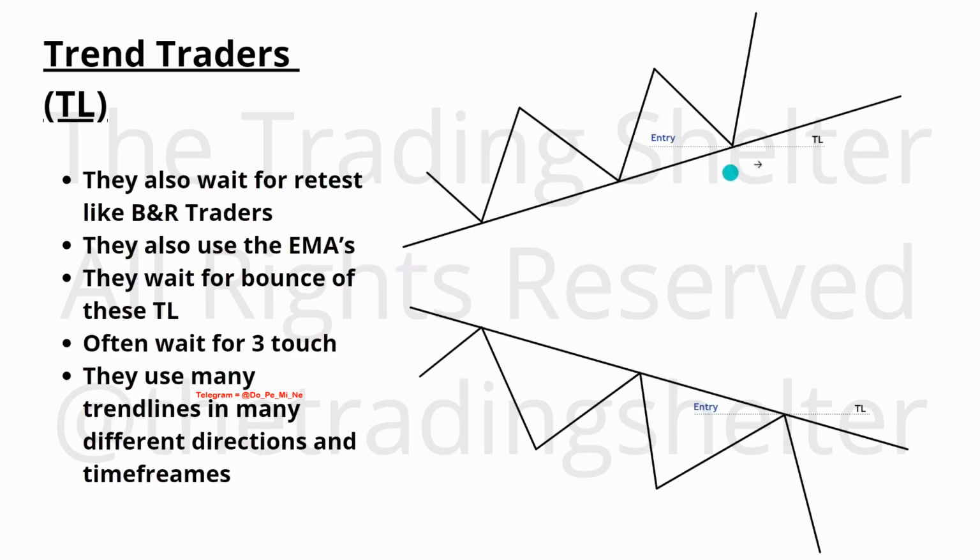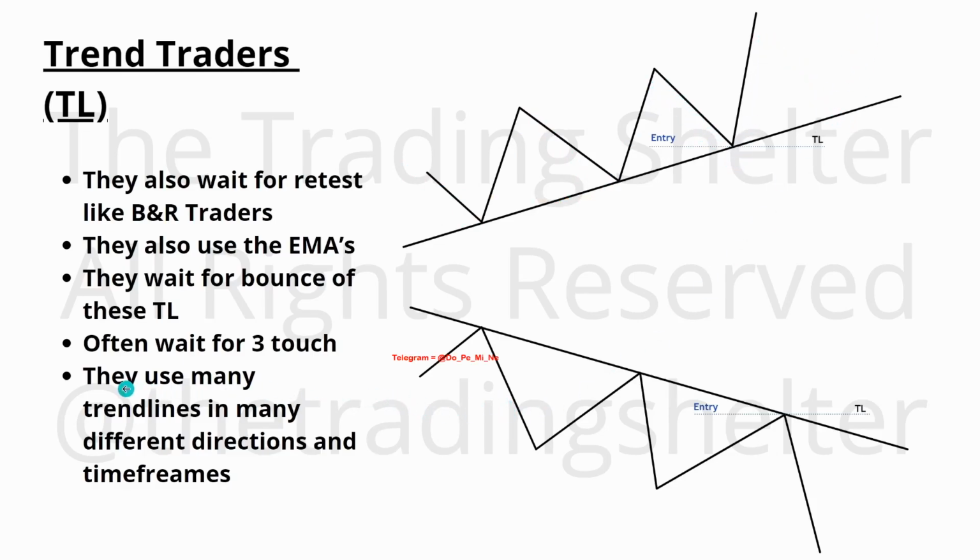So basically, you already know how a trend line works, downwards or upwards trend line. They also wait for retests, like break and retest traders. So basically, if it breaks higher, it retests the trend line, and then they enter. They also use EMA. So when they have EMA crossing, they like entering. They wait for a bounce off these trend lines. So oftentimes they also wait for 3 touches. If you have a trend line that only touches 2 times, it's not really considered a trend line. Basically, they really want to have multiple touches of trend lines.